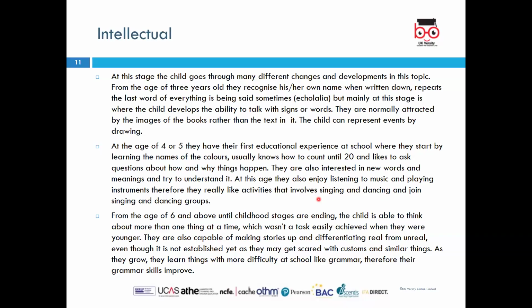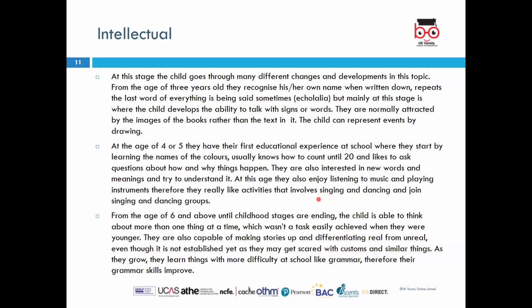They can represent events by drawing, and at the age of 4 to 5 years, they have their first educational experience. Most of the children start learning the names of the colors. Some children do it even earlier, and they should be knowing how to count until 20, and they like to ask questions. They're very curious. They're also interested in new words and meanings and try to understand them. At this age, they also enjoy listening to music, and they play instruments. They're very social. That's why they like singing and dancing and join singing and dancing groups.